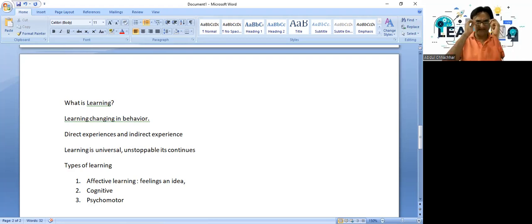The second thing is cognitive. Cognitive means mental, the brain. For example, you learned 2 plus 2 is equal to 4. How did you learn? Through your cognitive abilities, through your brain. It can be multiplication, it can be addition, it can be anything that you learn through your brain. This is exactly what the cognitive ability is.